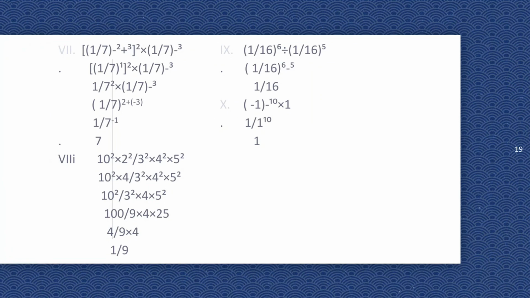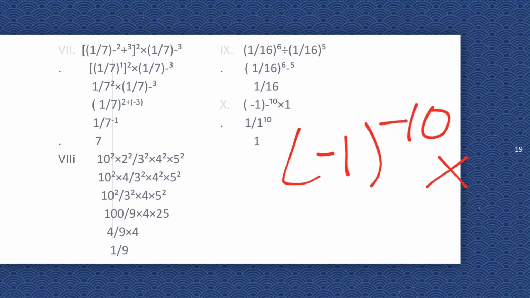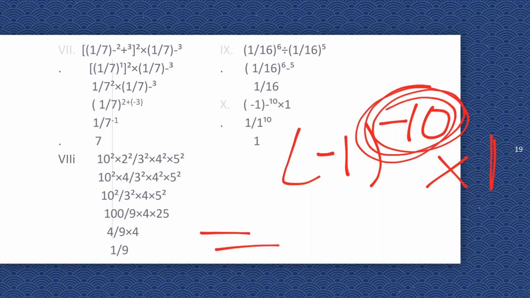Now we will solve question number 10. Minus 1 raised to the power 10, I multiply. If a number has power 0, then the answer will be 1. Now you know, if minus 1 has an even number as power, then the answer will be 1. 1 into 1 will be 1.